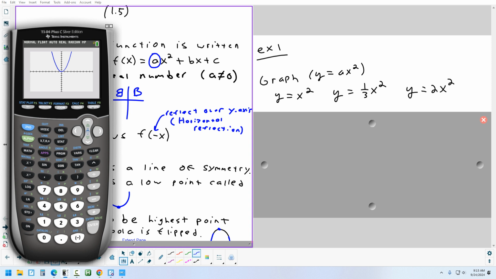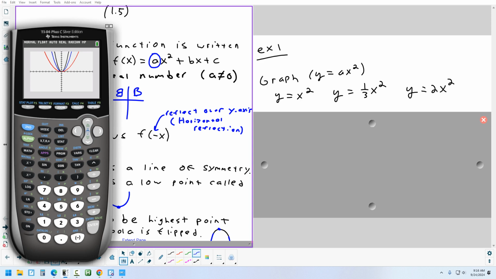Okay, so that's the original. Here's the 1/3 x squared. And then the 2x squared. Okay, and the way we described what happened here is we talk about it either being squished down or being stretched taller. Which graph there, the red, the blue, or the black, looks like it was stretched the tallest? The black one, yeah.